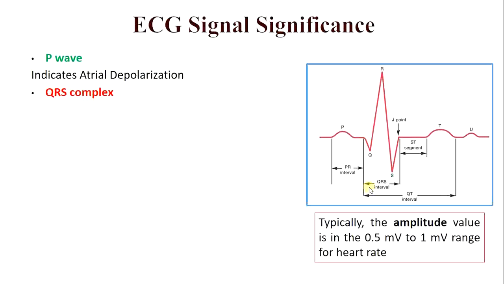There is a PQ segment over here. This part is called the PQ segment. So here the contraction of atria has happened. Impulses transfer down towards the AV node. AV node acts as a resistor and it adds a delay. In that time, blood transfers into the ventricles.